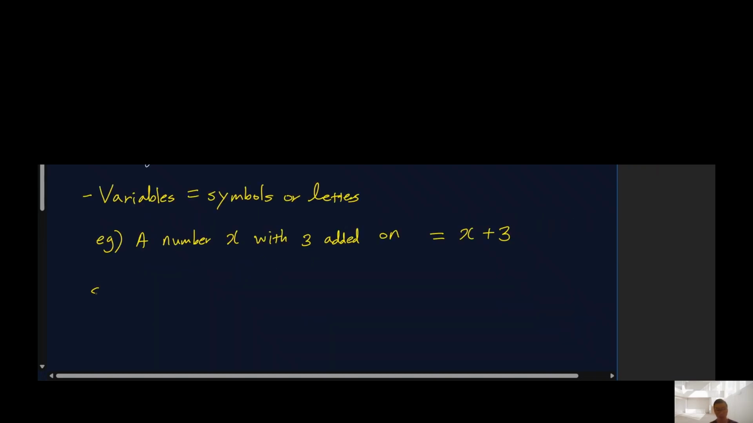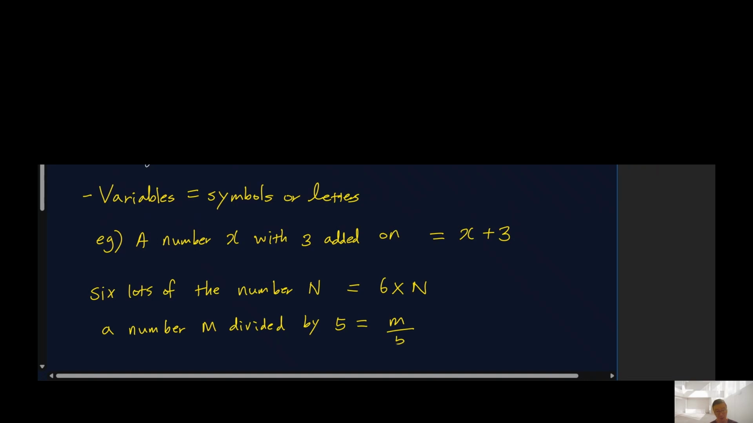Next example, 6 lots of the number n. How would we express this? 6 lots, so 6 times it by n. Another example, a number m divided by 5. And using mathematics, we would write it as m over 5.